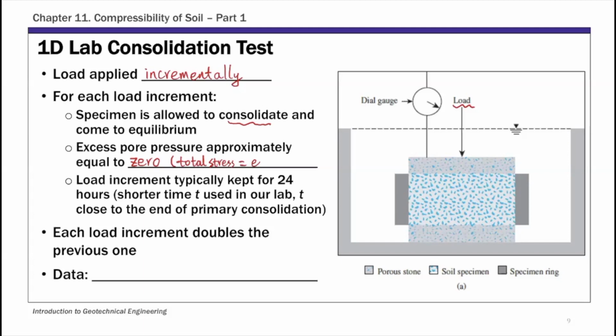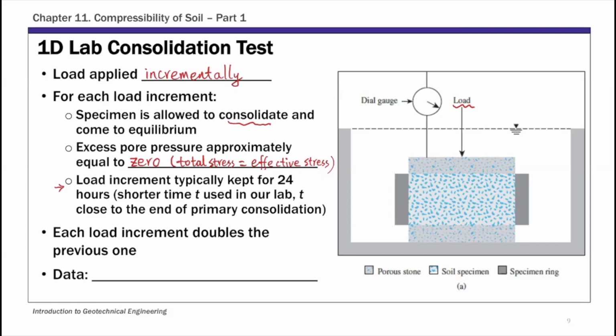So after the excess pore pressure is dissipated, you allow the water to dissipate, the pore pressure to dissipate. So you reach an equilibrium state where total and effective stress is the same. And I put a note here. Typically, if you look at the standard, for each load increment, you want to hold it for about 24 hours so that all the pore pressure can be dissipated.